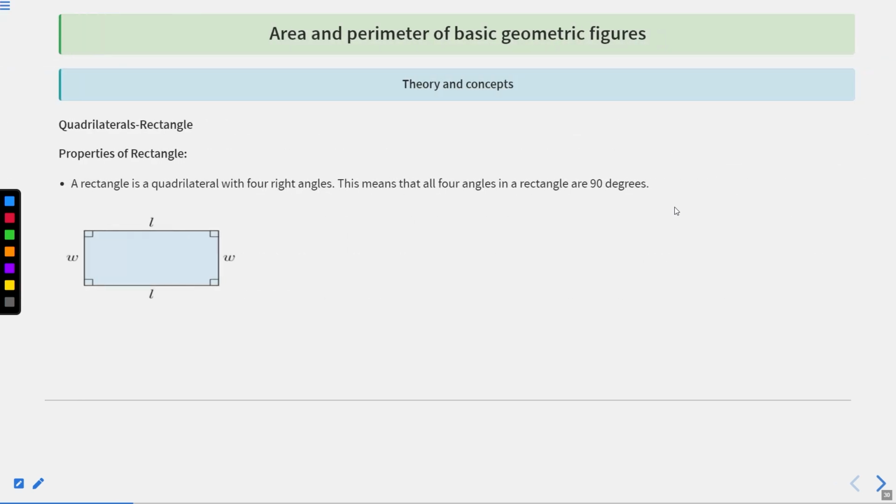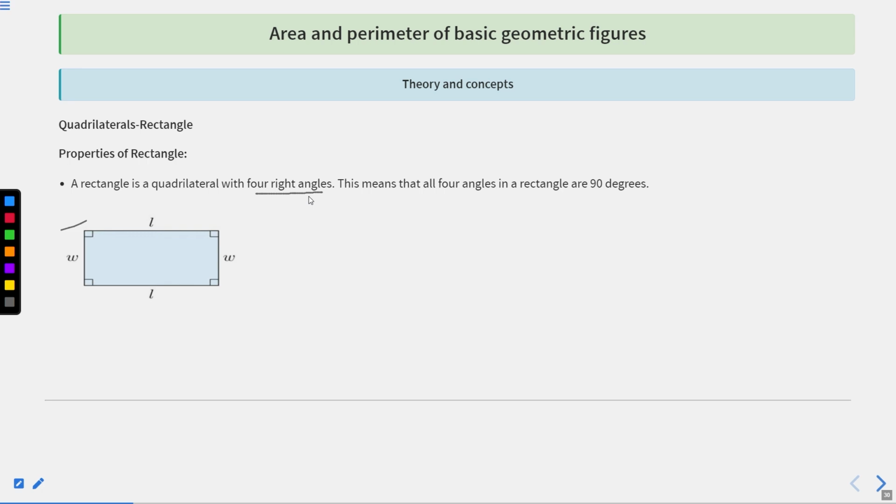So first of all we have rectangle. So what does a rectangle look like? A rectangle has 4 sides and these are joined like this. You can see in the figure that it has 4 sides of some length. And let's now discuss some properties of a rectangle. A rectangle is a quadrilateral with 4 right angles.